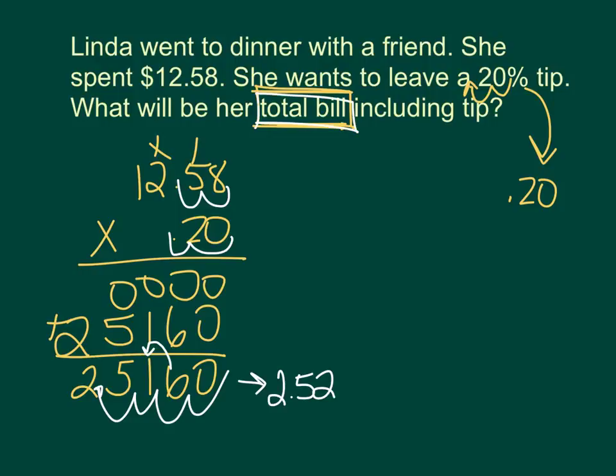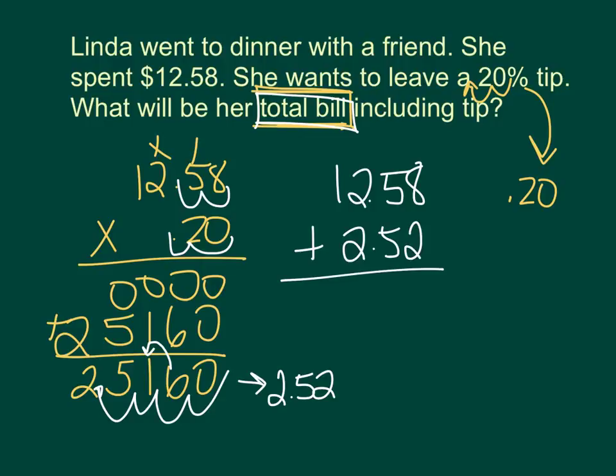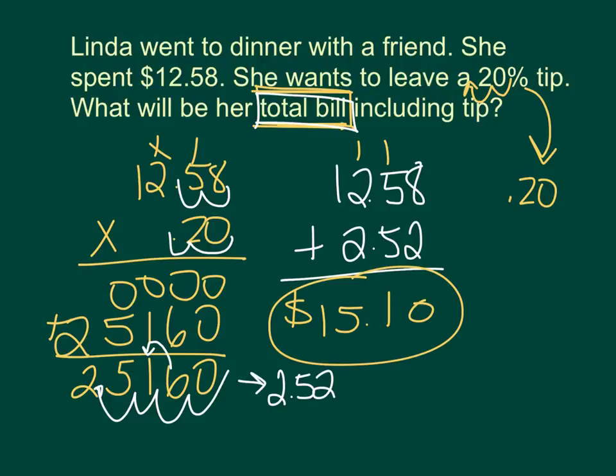Then to find our total bill, we have to take our original cost of $12.58 and add the $2.52. Notice I'm lining up my decimal points. I'm lining up my place values. When I go to add, I would get $15.10, and that would be how much Linda paid as her total bill for her meal.